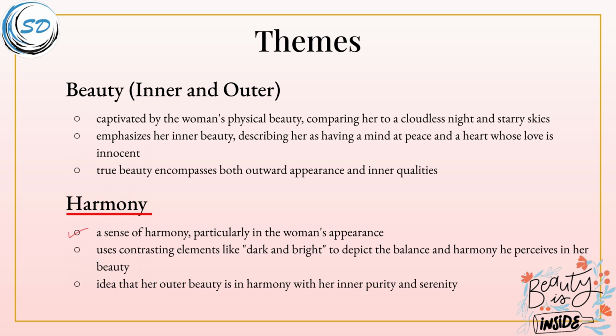The poem conveys a sense of harmony, particularly in the woman's appearance. Byron uses contrasting elements like dark and bright to depict the balance and harmony he perceives in her beauty. This theme of harmony extends to the idea that her outer beauty is in harmony with her inner purity and serenity.